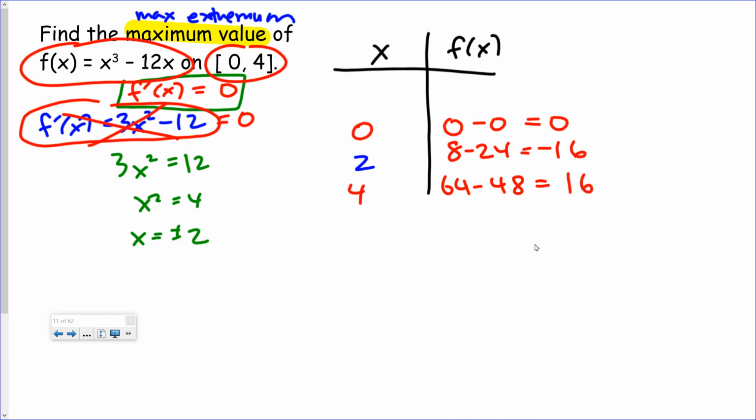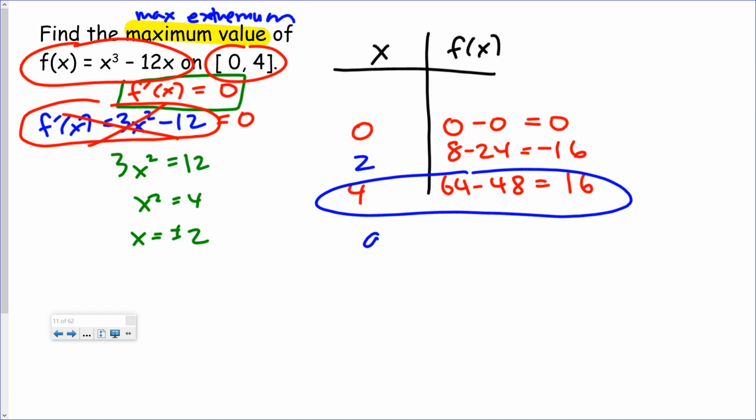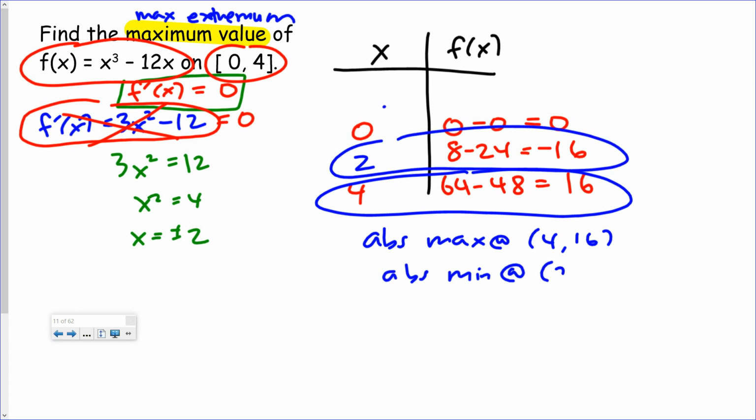Now, guys, I need to choose the absolute max and the absolute min. Where's my biggest value? 4, 16. So I'm going to go ahead and circle that. You don't have to circle it, but it's useful for me. I'll say absolute max at 4, 16. Where's my absolute min here? We don't need it. Yeah, you don't need it, but where is it just in case? Yeah, 2, negative 16. So that's my absolute min.